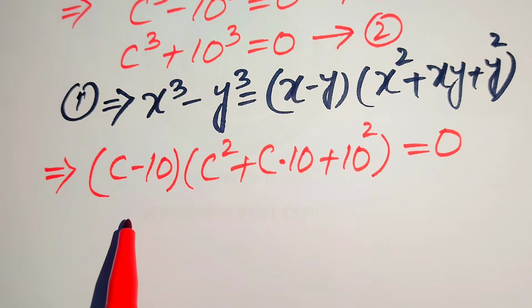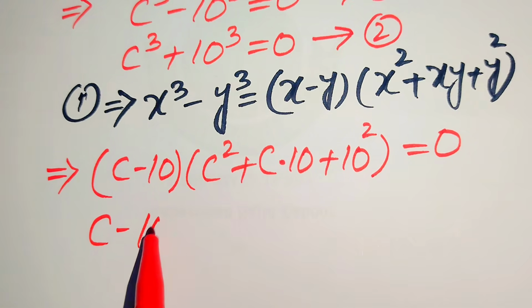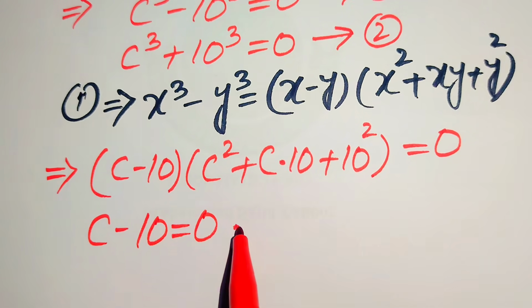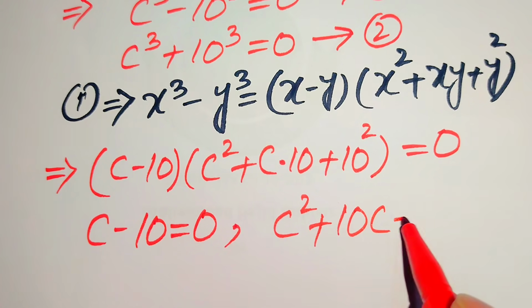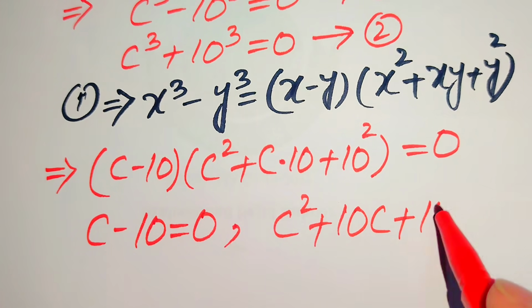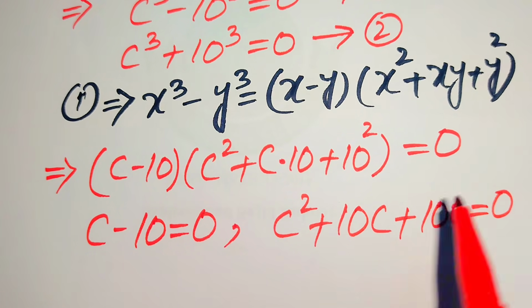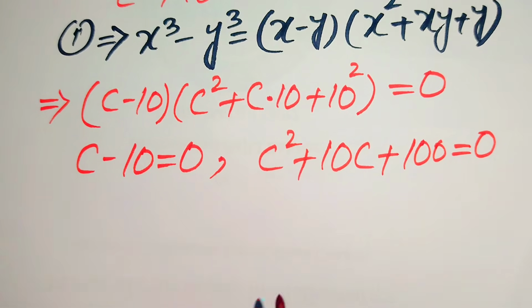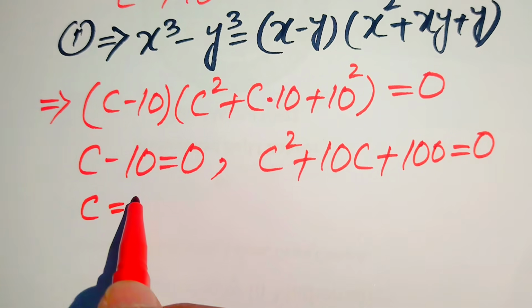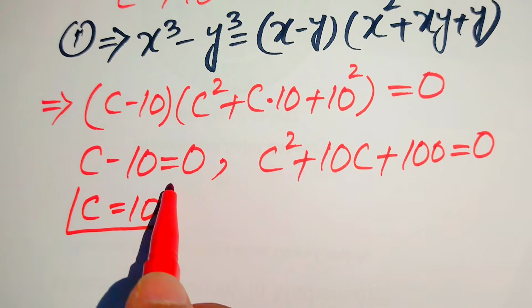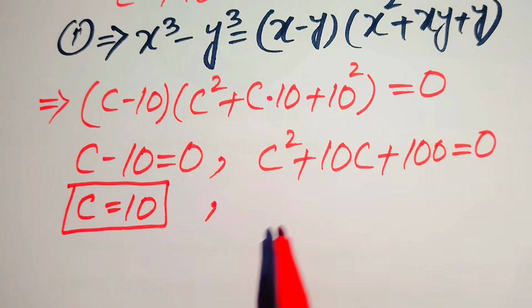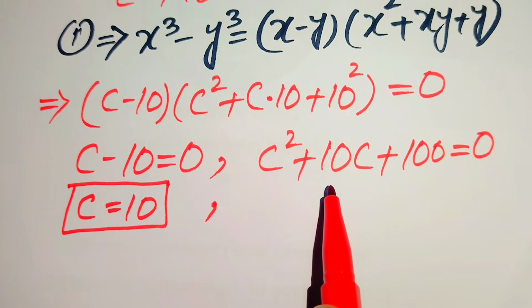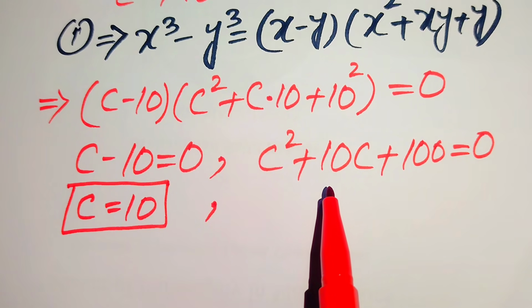And now we break this into two cases. The first case is we write c minus 10 is equal to 0 and the second case is we write c square plus 10c plus 10 square, which becomes 100, and this whole equation is equal to 0. From the first case we easily get the value of c is equal to 10. This is the first root which we get from the first equation, and in order to solve this quadratic equation we use the nice quadratic formula.